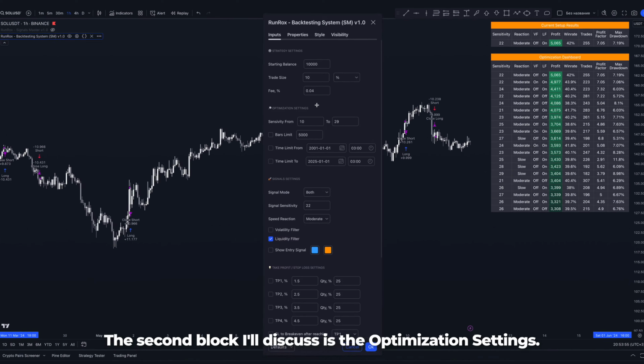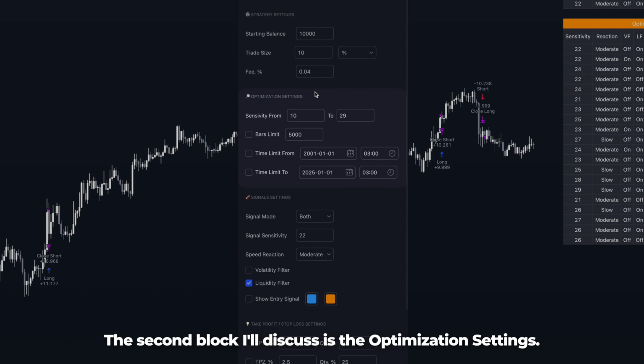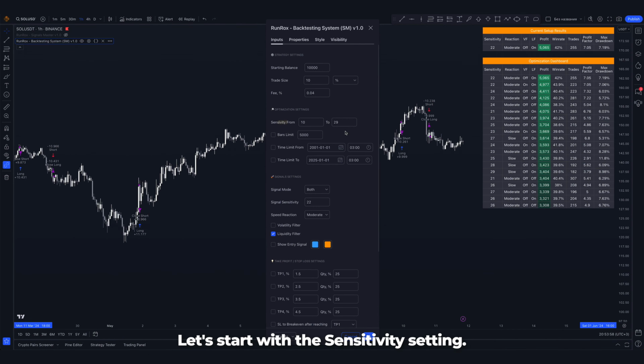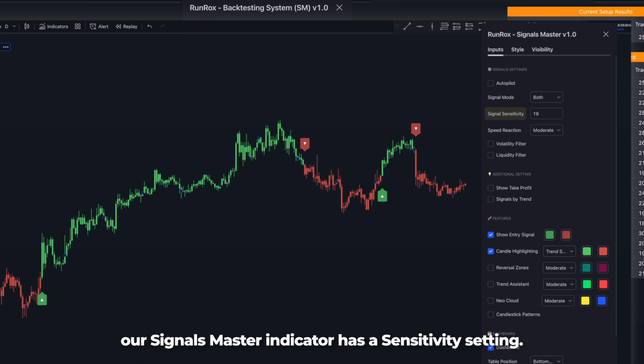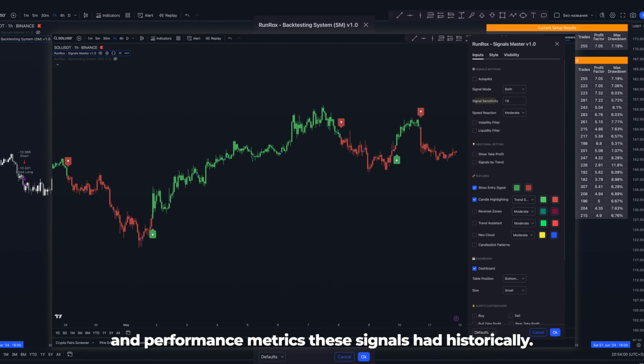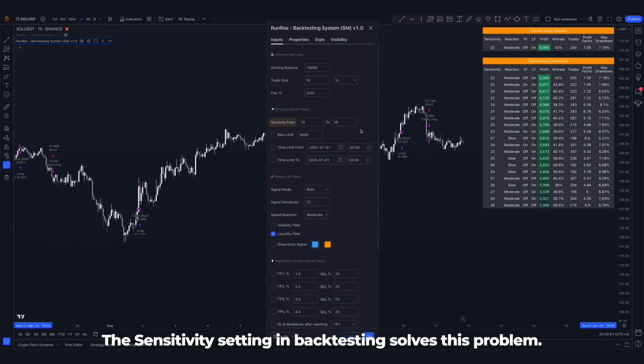The second block I'll discuss is the optimization settings. Let's start with the sensitivity setting. As you may recall, our Signals Master indicator has a sensitivity setting. As I mentioned earlier, if you were working without the backtesting system to find the best settings, you had to manually adjust the settings and observe how the signals appeared on the chart, without understanding what profit and performance metrics these signals had historically. The sensitivity setting in backtesting solves this problem.